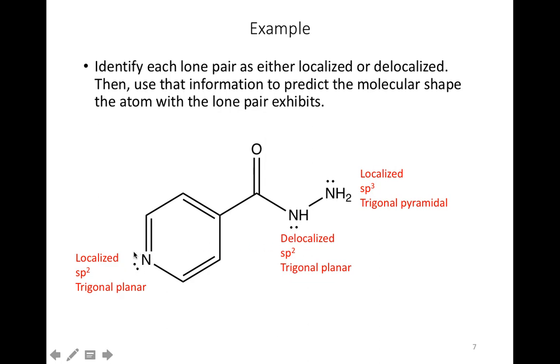Right? When I look at the lone pair on this nitrogen, it is allylic to a double bond, but because the p orbital is already involved in the double bond, this lone pair is going to be localized. So it is sp2 because it has to be forming this double bond, but because the unhybridized p orbital is already being used for this double bond, it's not available for the lone pair, and the lone pair is going to be localized.